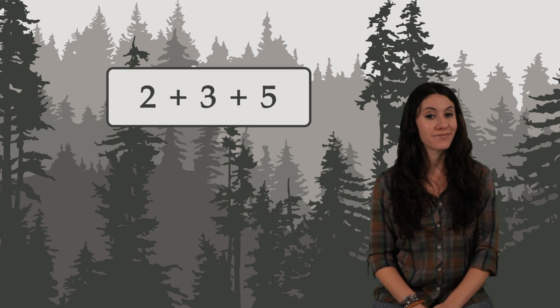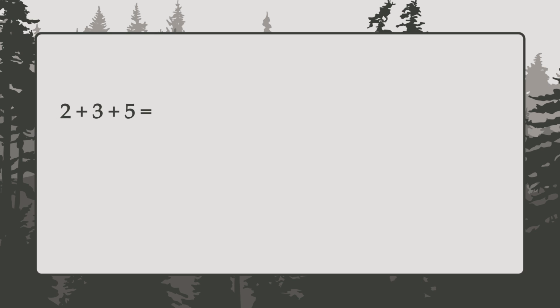Let's see this in action. First, let's add 2 plus 3. We show this by grouping them with parentheses. 2 plus 3 equals 5. So now we have 5 plus 5. You can get rid of the parentheses if there is just a single number inside. Next, 5 plus 5 equals 10.